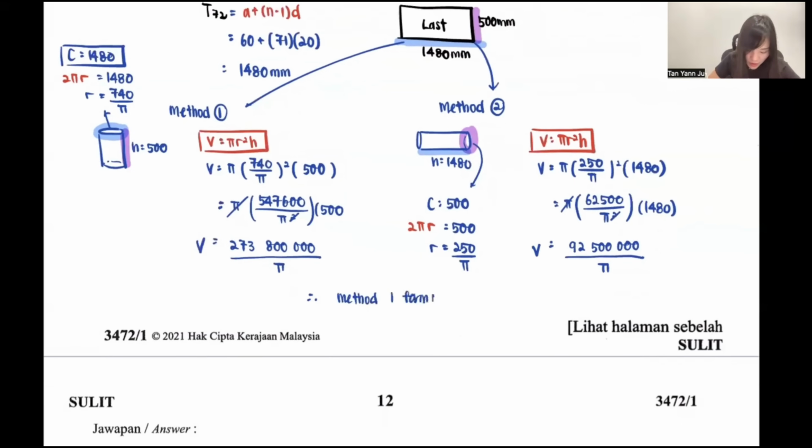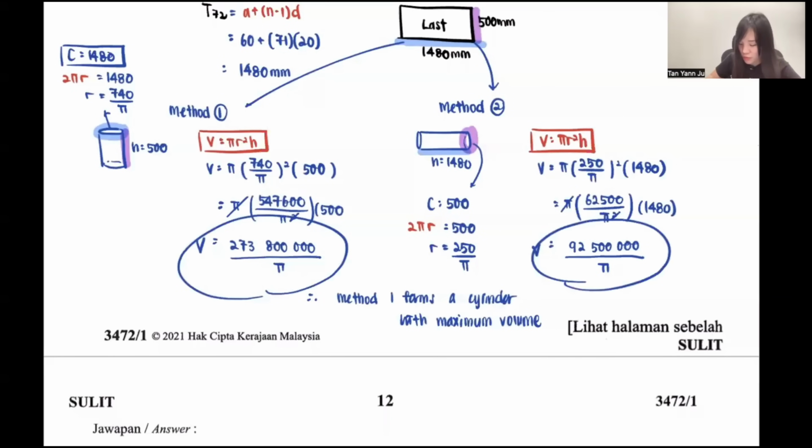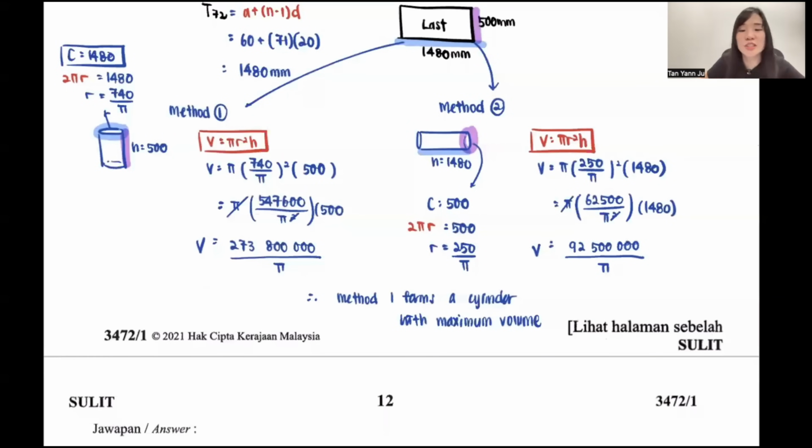Form a cylinder with maximum volume. You guys can compare lah. This volume is so much higher compared to this, my dear. Almost triple up. Yeah, almost triple up, my dear. So isn't it quite obvious? Method 1 forms a maximum volume.